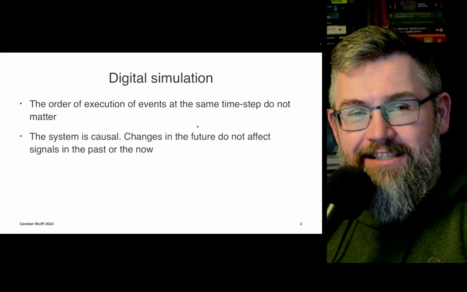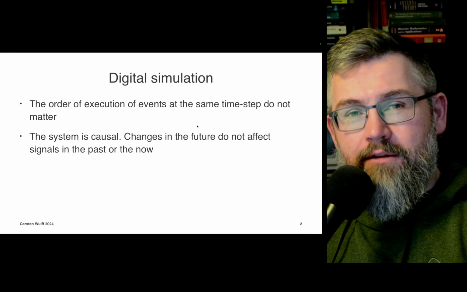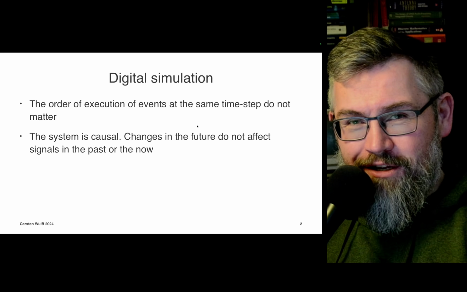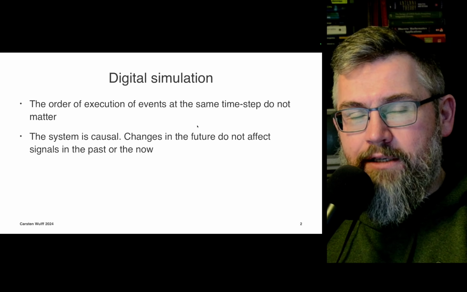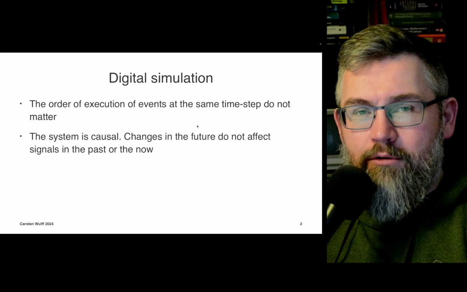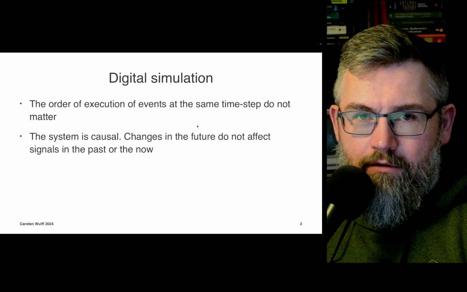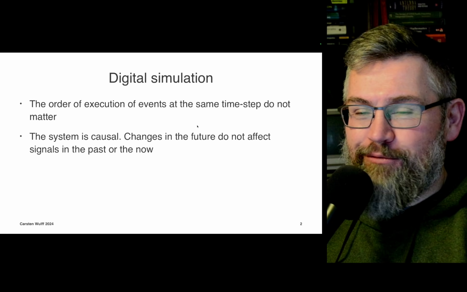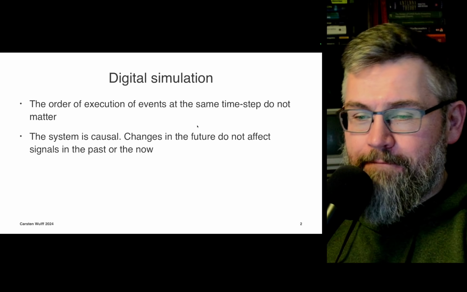For example, let's take an inverter. If the input is 1 now and was 1 in the past, then the output will be 0. If the input has changed to 0, then in the future, the output should change to 1. The way digital simulations schedule this is, okay, at some certain time point in the future, it will change to 1. And that means that the system is causal. It's trivial to write a digital simulator that runs through everything that happens at the current now and then steps into the future and does the next thing.